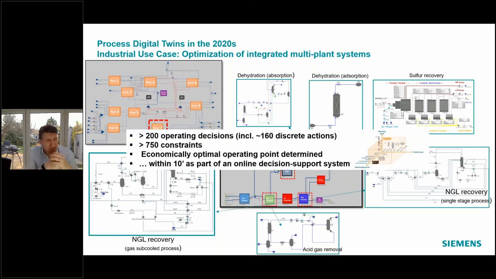And I guess I want to move to this situation, which is what this model allows us to do moving into real-time operations. So we had the model offline, we took it to real-time, and this one had some 200 operating decisions, over 160 discrete actions, 750 constraints. And we were giving updates to the model. Anyone that has worked on these models knows that the real-time updates are a challenge.